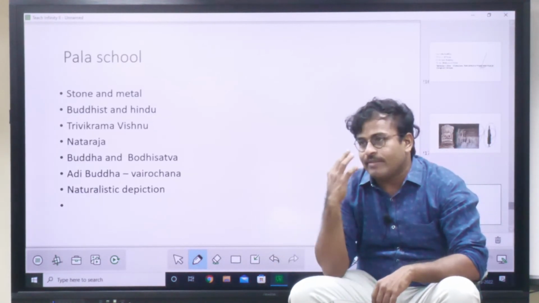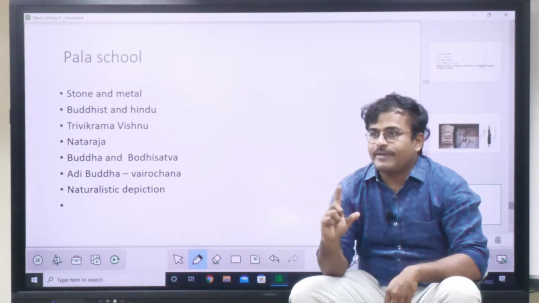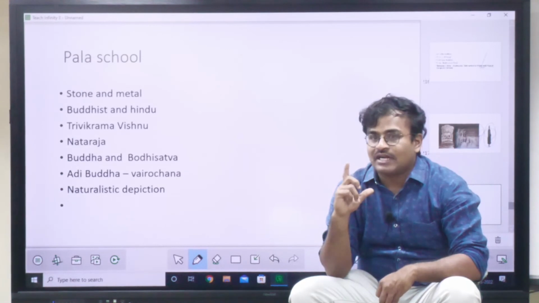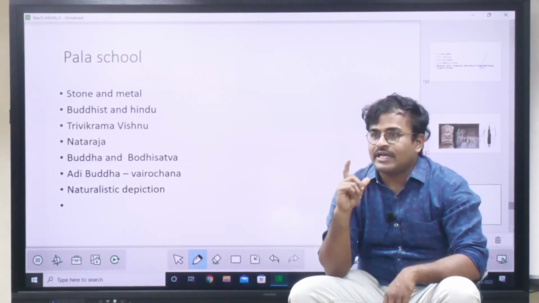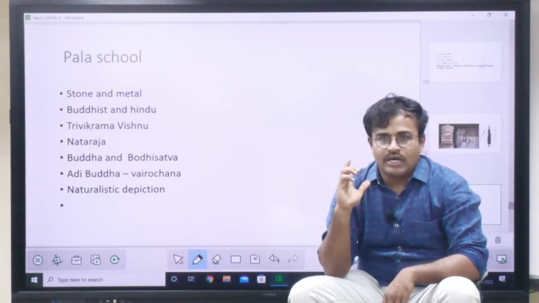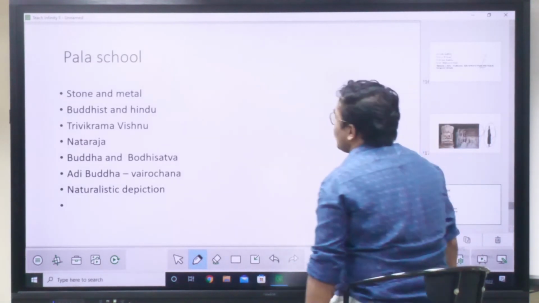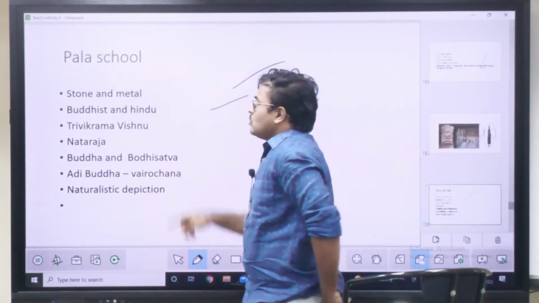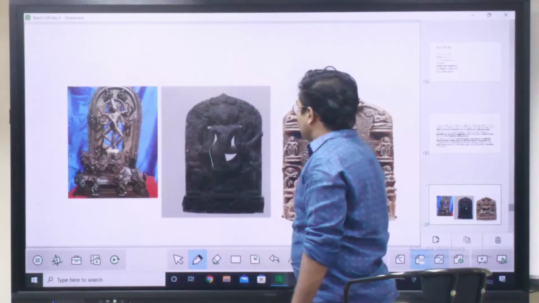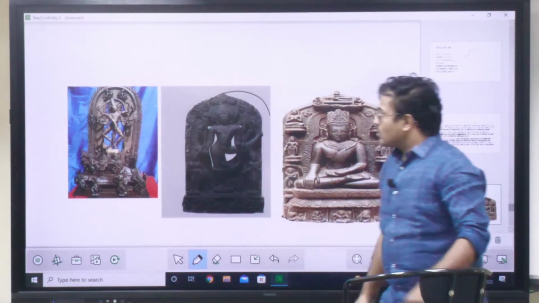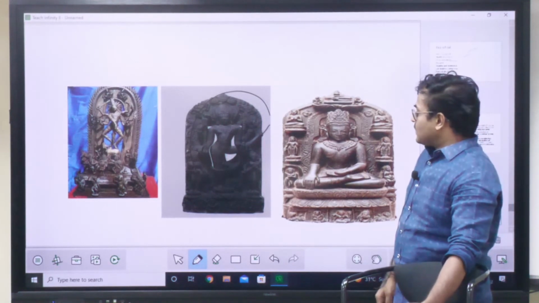Mainly, they depicted images of Buddha, Bodhisattvas, Maitreya, and Vishnu, and Vishnu is depicted in a unique format known as the Trivikrama format. Trivikrama means Lord Vishnu. Along with that, Shiva is depicted in Nataraja poses. They also have a copper and bronze tradition. Just see this: stone and metal, Buddhist and Hindu, Trivikrama Vishnu. I'll show you the image. Here, this is Trivikrama Vishnu. One leg is in the air; that is known as Trivikrama Vishnu.